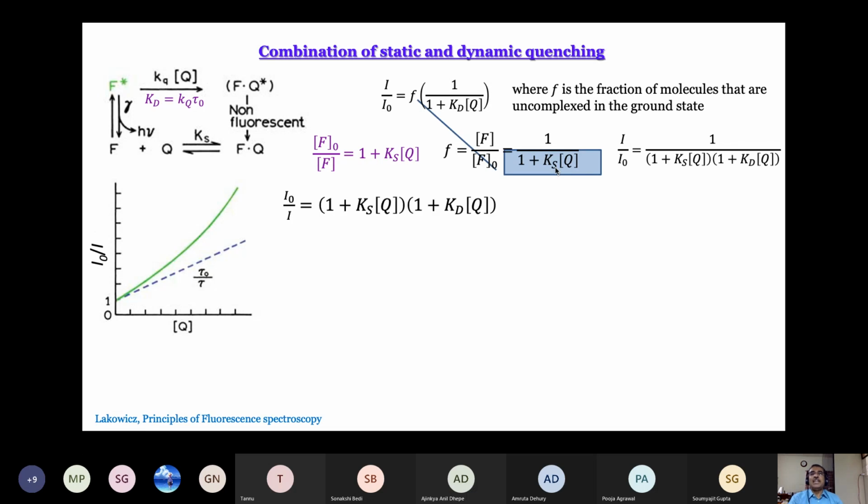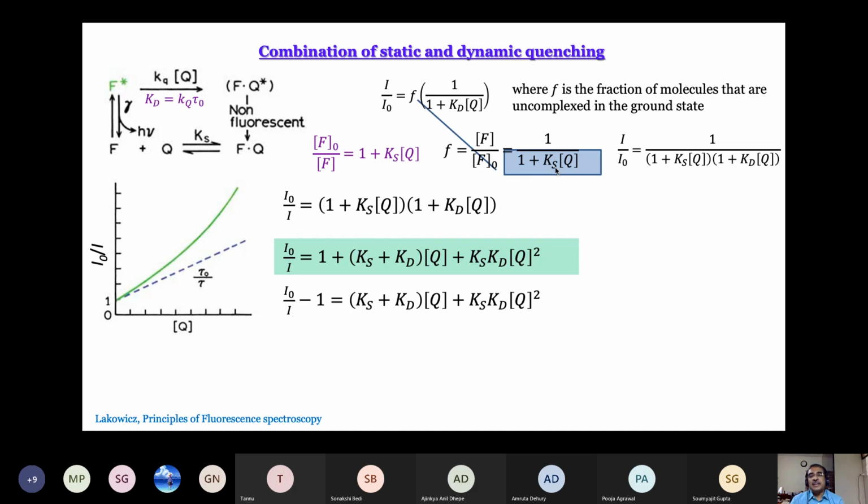Take a reciprocal. We get something that looks like a Stern-Volmer equation, because the left hand side is I0 by I, but the right hand side is a little more complicated: 1 plus Ks multiplied by Q concentration, times 1 plus Kd multiplied by Q concentration. Expand that. Since we don't have too much time left, I'll not ask you to do it now. I'll just show you the answer. It's fairly simple. You get this kind of an expression. I naught by I equal to 1 plus Ks plus Kd multiplied by concentration of Q plus Ks multiplied by Kd multiplied by the square of concentration of Q. Quadratic kind of term, right?